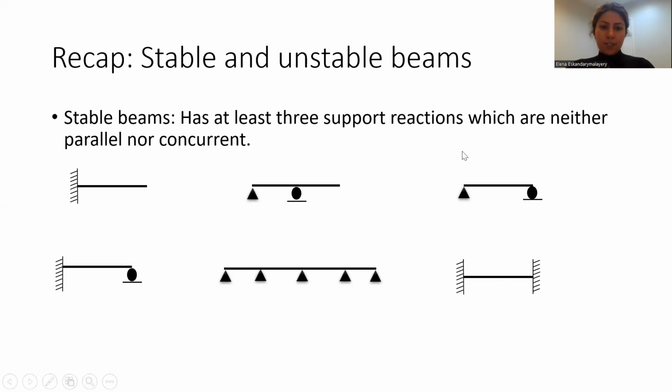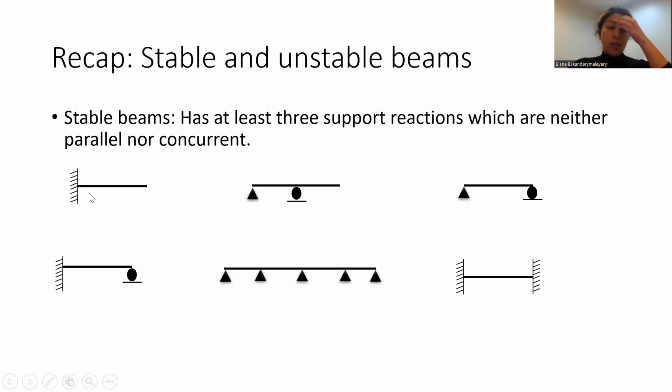So, as you can see, the top three beams are stable and statically determinate. It means that you can calculate the support reactions using equations of equilibrium, which are sum of the moment about any point equals 0, sum of the force in vertical direction equals 0, and sum of the force in horizontal direction equals 0. Using these three equations, you can calculate three support reactions.